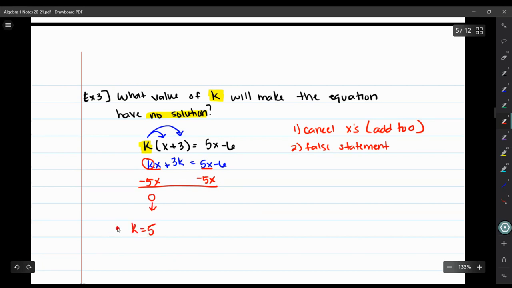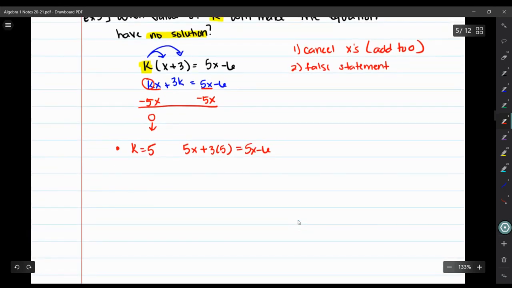So this is our first thing we're going to try. We're going to try to make k equal to 5, and let's see what happens. So we have 5x plus 3 times 5 equals 5x minus 6. We're going to try this out. If it doesn't work, we can try something else.